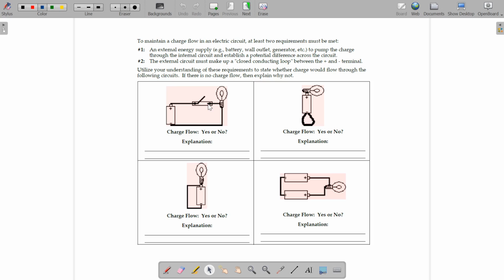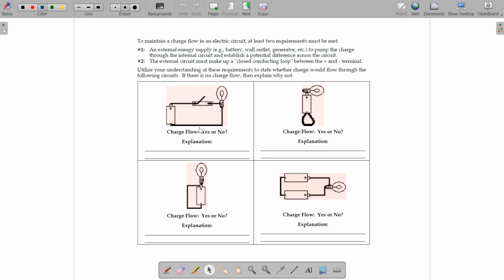So guys, you tell me, if this switch is open, will electrons flow through this circuit? Yes or no? Well, the obvious answer should be no, because the second requirement is not met. There is not a closed conducting loop. Because of this switch here, this circuit is an open loop. Now, if we were to close this switch, that would create a closed loop, and therefore the electrons will flow from the negative end through the light bulb toward the positive end.